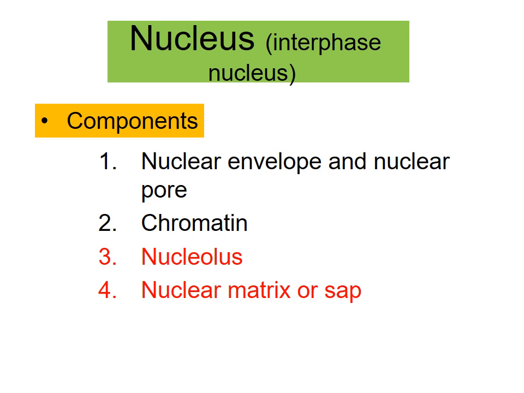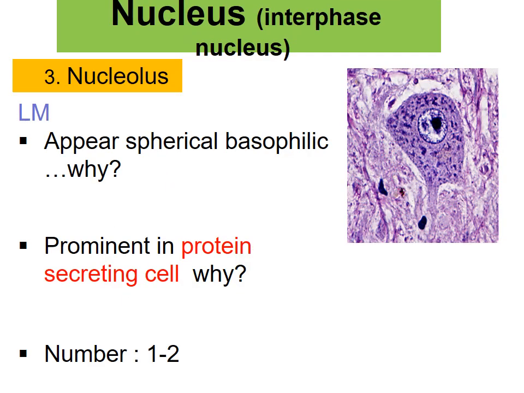Then let's come to discuss the remaining two components of the nucleus, which are the nucleolus and the nuclear matrix or the nuclear sap. Let's come to the structure of the nucleolus. Nucleolus by light microscope appears as a rounded single basophilic mass within the nucleus. Why does it appear basophilic? Try to answer this question.